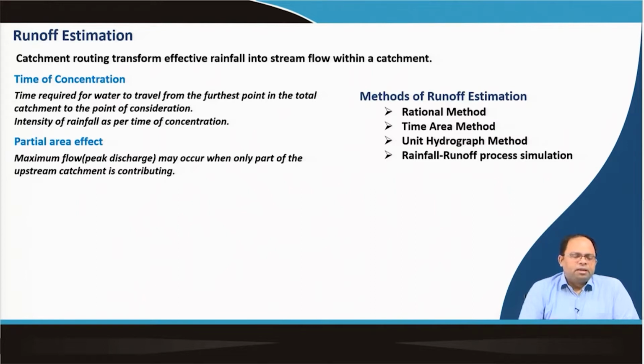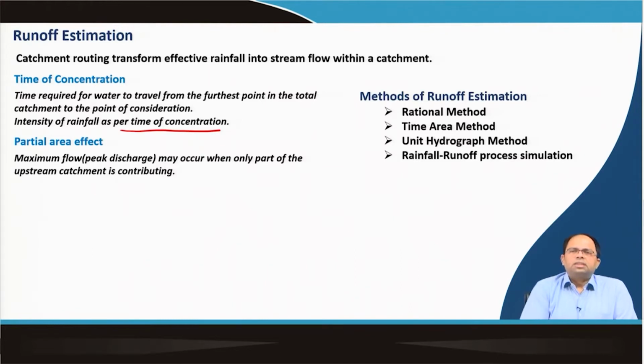We also know that the intensity of rainfall varies with the duration of rainfall, and the intensity has to be taken for the time of concentration. That means the time required for water to reach the inlet from the furthest point is called the time of concentration, and for that particular duration we have to determine the intensity. That is when the highest possible rainfall can happen.